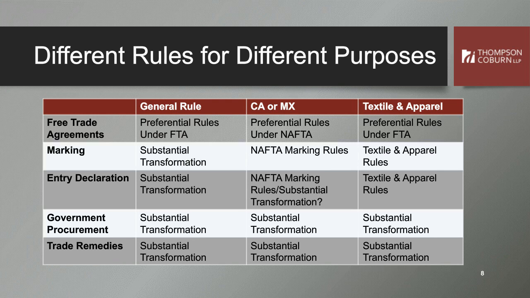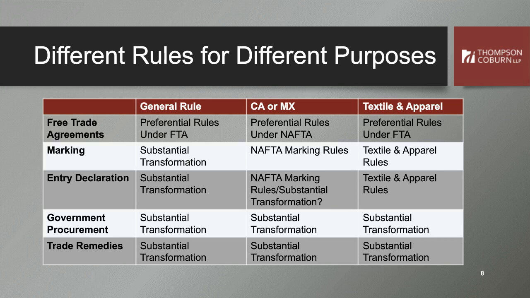In terms of marking, all items that are imported into the United States must be, if of foreign origin, marked with their country of origin. And in terms of marking, we use the substantial transformation test, which we'll go into. Except under the NAFTA, where we use the NAFTA marking rules of origin.